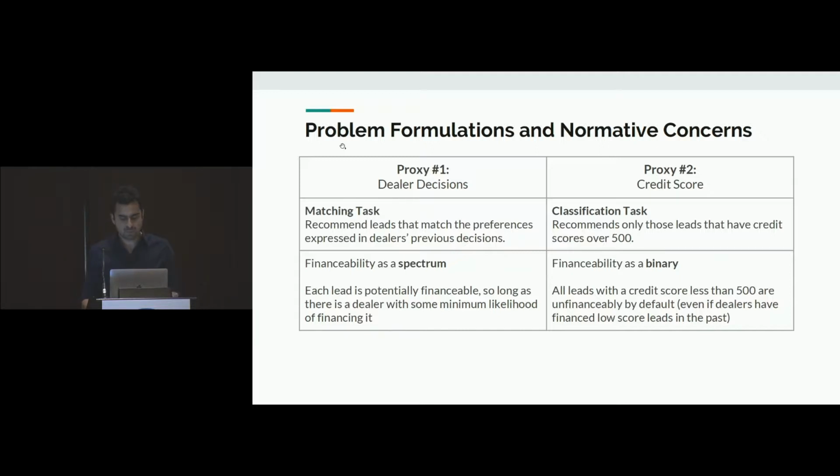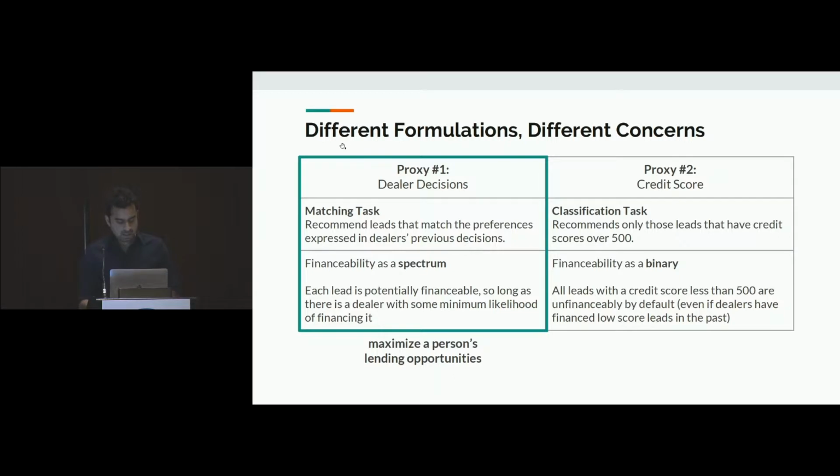Only leads with scores higher than 500 are sent to dealers. Consequently, leads in the below 500 category will never see the light of day because the company believes they're of low quality. Now, there's no reason to believe that these two problem formulations are going to have the same normative implications. But which one of these do we prefer from a fairness perspective?